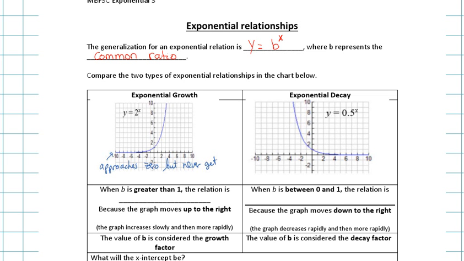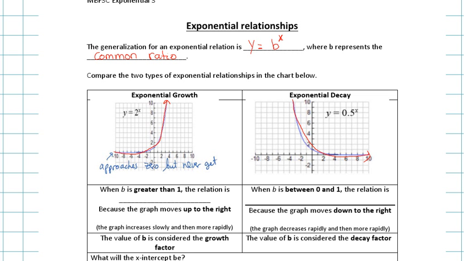Now, as you can see right here, we have two different exponential functions. One is exponential growth, the other one is exponential decay. And I told you yesterday, if you're moving from the left to the right and it's going up, that means it's an exponential growth. If you're moving from the left to the right and it's going down, that's an exponential decay. So you're always moving from the left to the right and seeing what's happening.